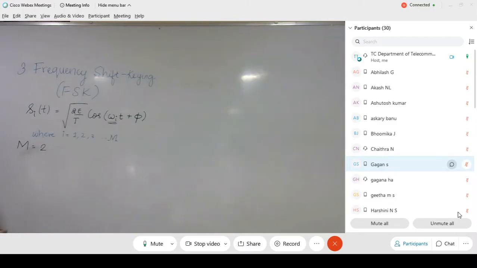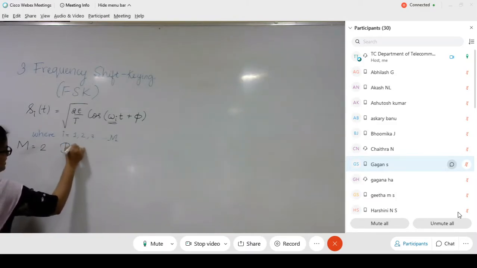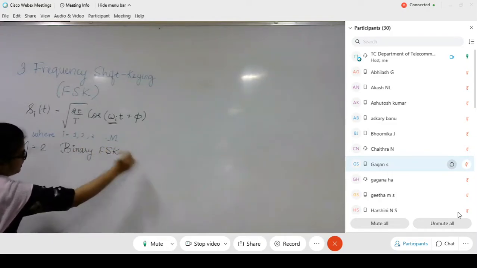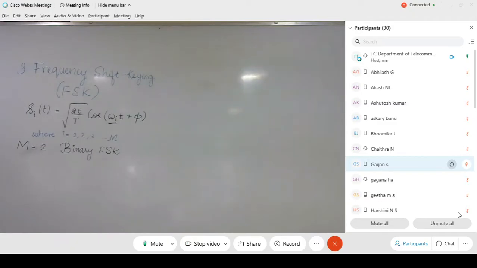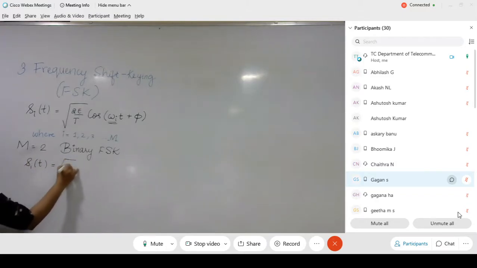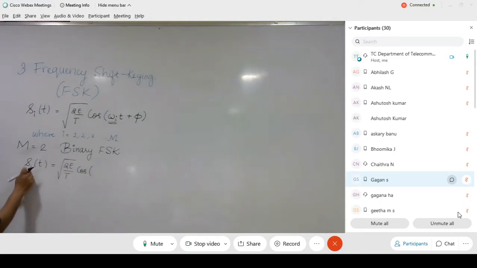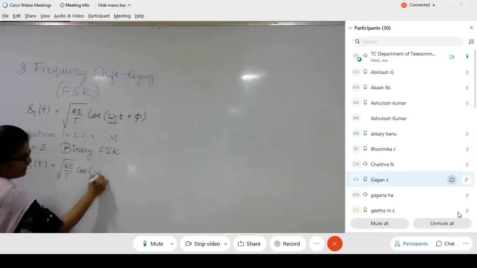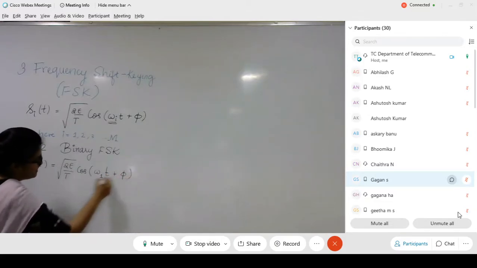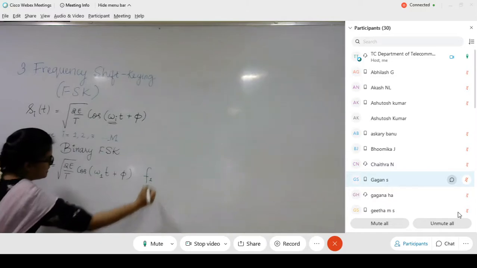So this particular modulation type is called binary FSK. When m is equal to 2, we call it binary. So in this case, we are going to discuss binary FSK. How to write the symbols in binary: s1(t) is equal to under the root 2E by T into cosine of, in place of omega_i, the first frequency, omega_1 t plus phi. So this is a carrier frequency f1.